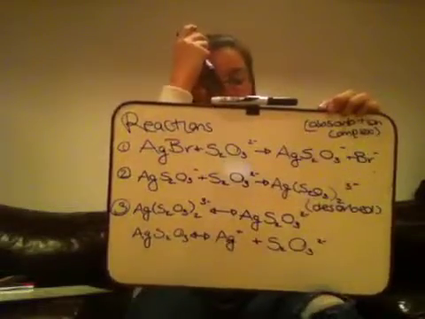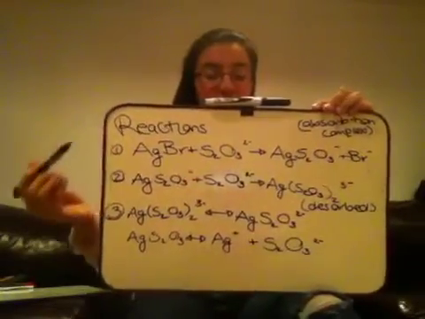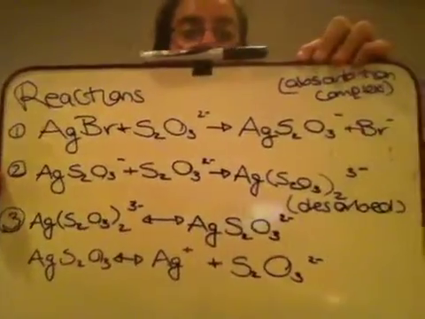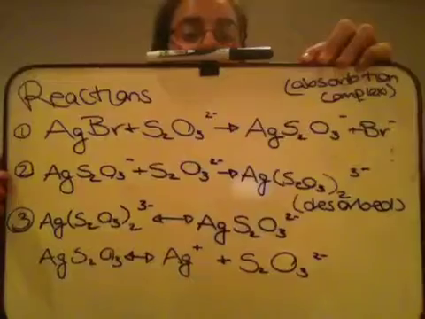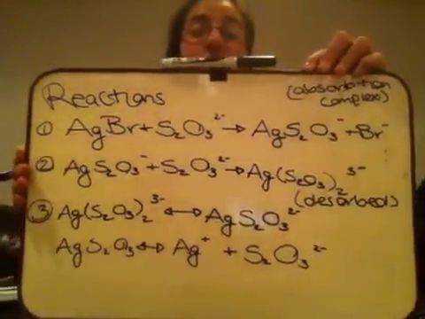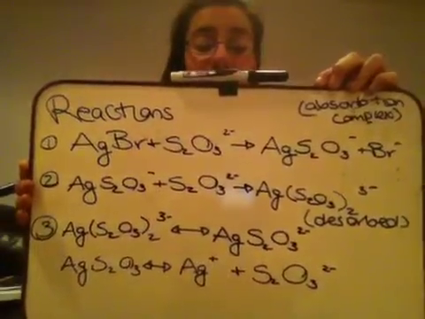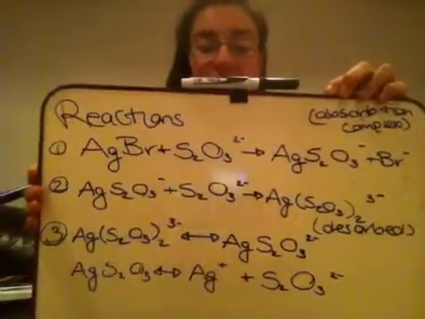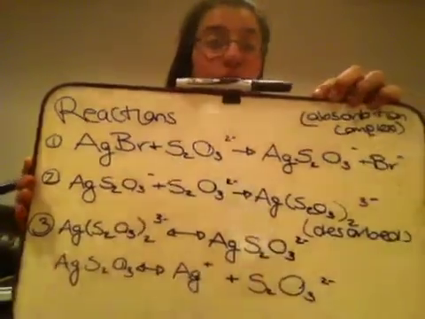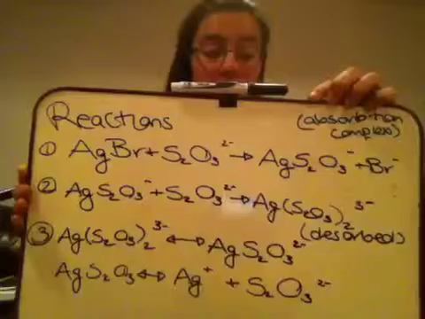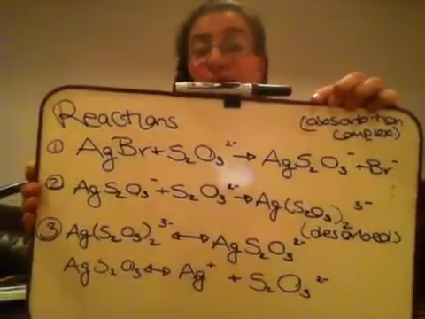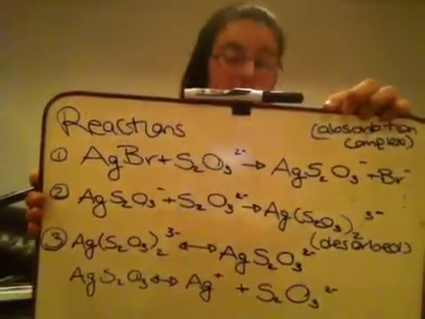So then your next reaction is number 2, and I'll zoom in on these a little bit so that you can see them a little better. So that one is AgS2O3. Again, you're getting that from the previous equation, and then that will become Ag(S2O3)2, there's 2 molecules of that, that's why it's in the parentheses, and that's a 3- charge, and this is considered desorbed instead of absorbed. It's desorbed.